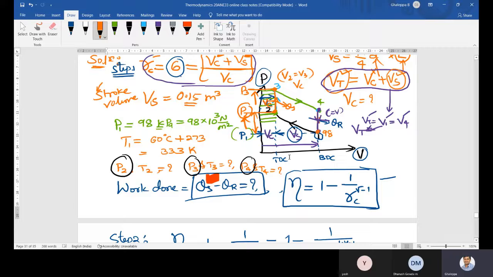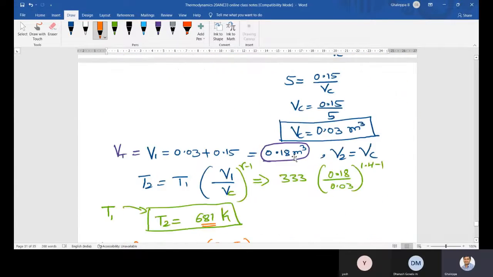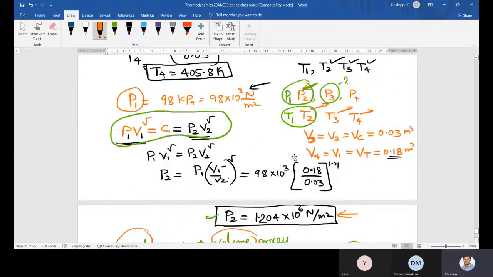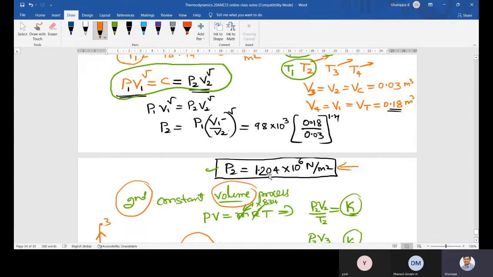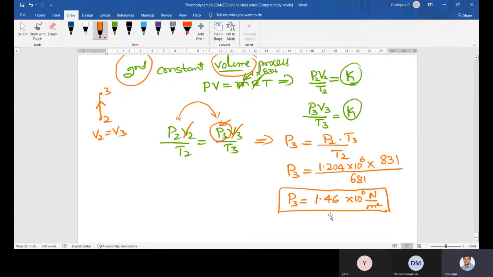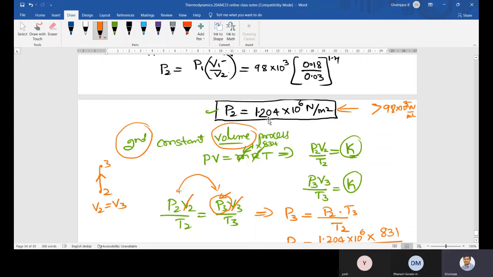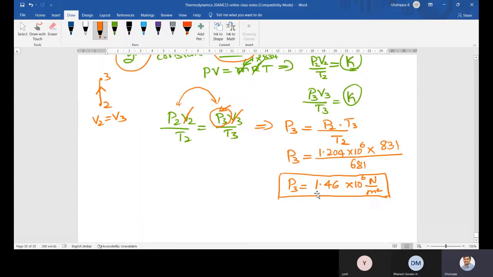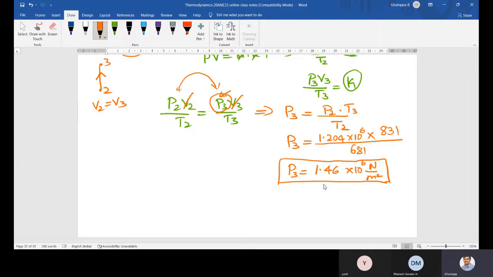So cross check now our calculated values of P3 and P2, whether they satisfy the condition or not. P2 is 1.2 into 10 to the power of 6, which is more than 98 into 10 to the power of 3 Newton per meter square. Correct, it is satisfied. P3 is 1.46, yes, it is also higher. 1.2 is less than 1.4, so P3 is more. So our condition is satisfied. So whatever answers you have told are correct. That is how you need to cross check your answers.